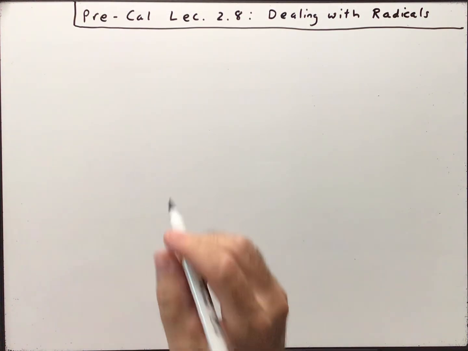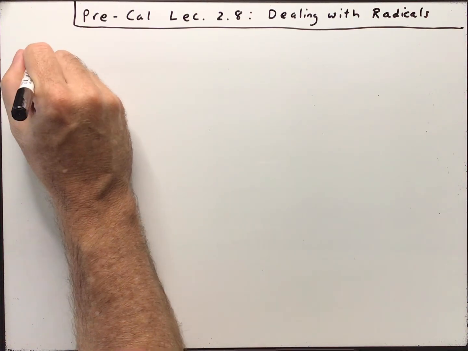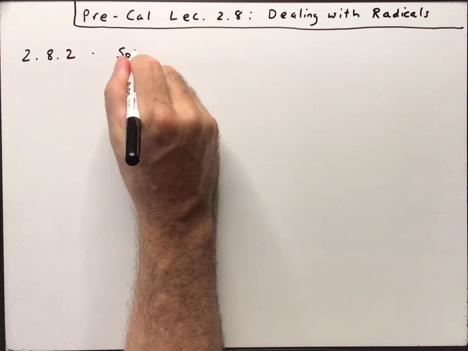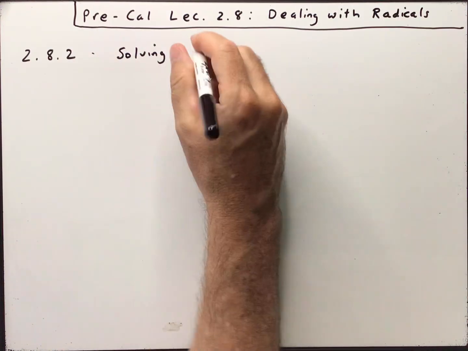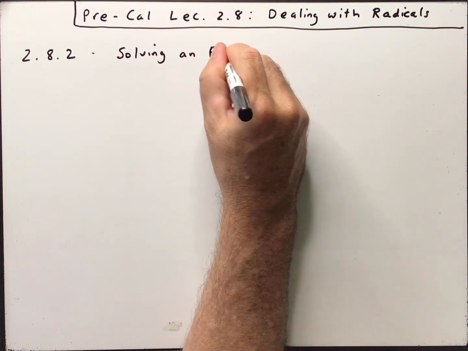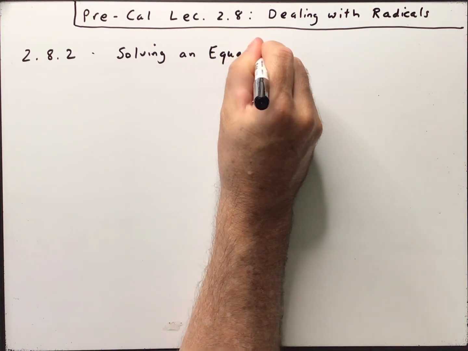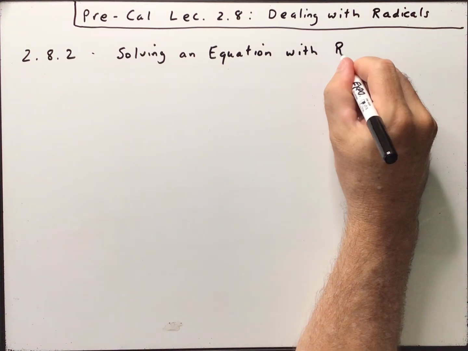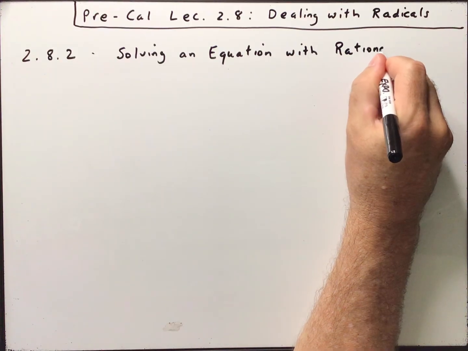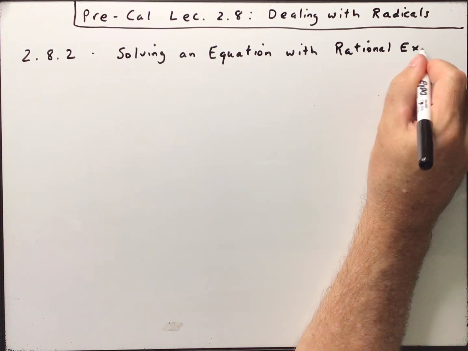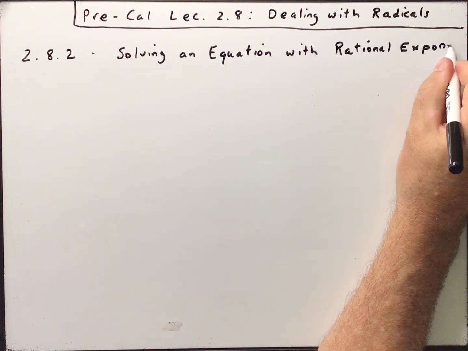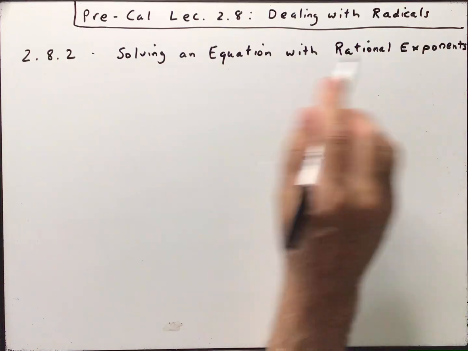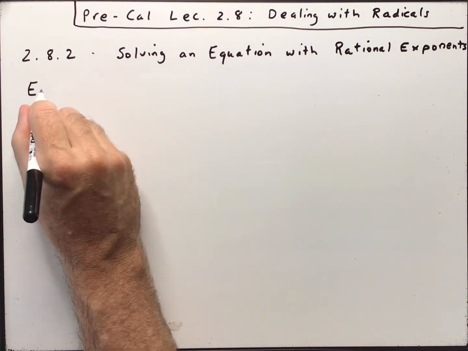So we've got a little bit more to do. Let's look at 2.8.2. And we'll call this solving an equation with rational exponents. All right, barely fit that in. All right, rational is just fractions, right? Okay, let's do an example.